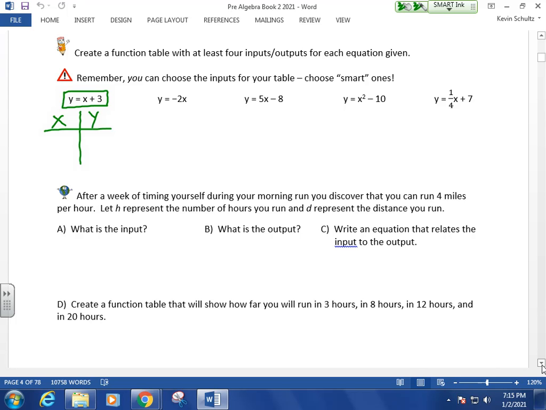My favorite number, my lucky number, is 21. So if x is 21, this equation becomes 21 plus 3, which equals 24. And that would be the output. When x is 21, y is 24.